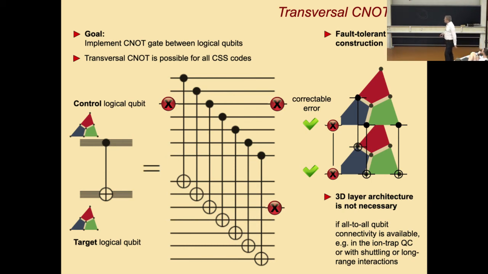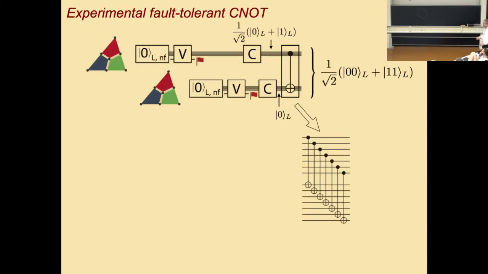The important thing here is that what you need for this is the ability to do these pairwise CNOT operations, and that's something that in an ion trap is possible when you have that ability, or when you have the shuttling or other architectures with long-range interactions. So this type of logical CNOT gate is feasible in these architectures.